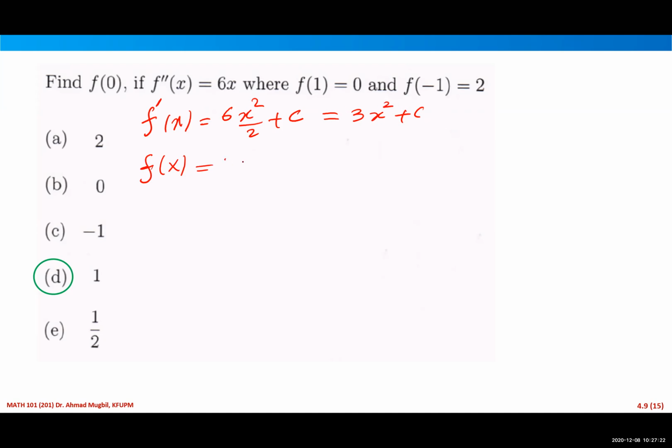3x cubed divided by 3 plus cx plus d, which can be simplified to x to the power 3 plus cx plus d. Excellent. Now this is the function.